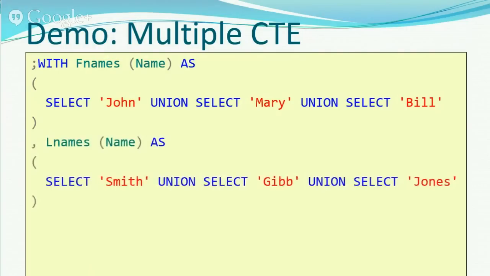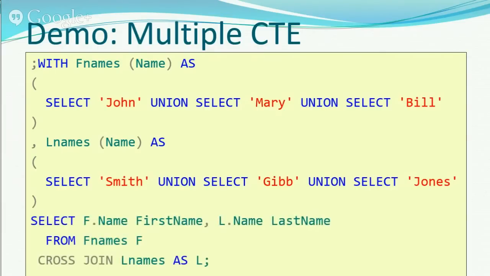I then add a comma. I give it the name of the next CTE, and the name of the column being returned is called name. And here I'm going to select Gibb, Smith, and Jones, union all of those. And then I'm going to do a cross join. If you're not familiar with the cross join, what it does is it takes all of the data from the first table and joins it with all of the data from the second table in every possible combination between all of those.